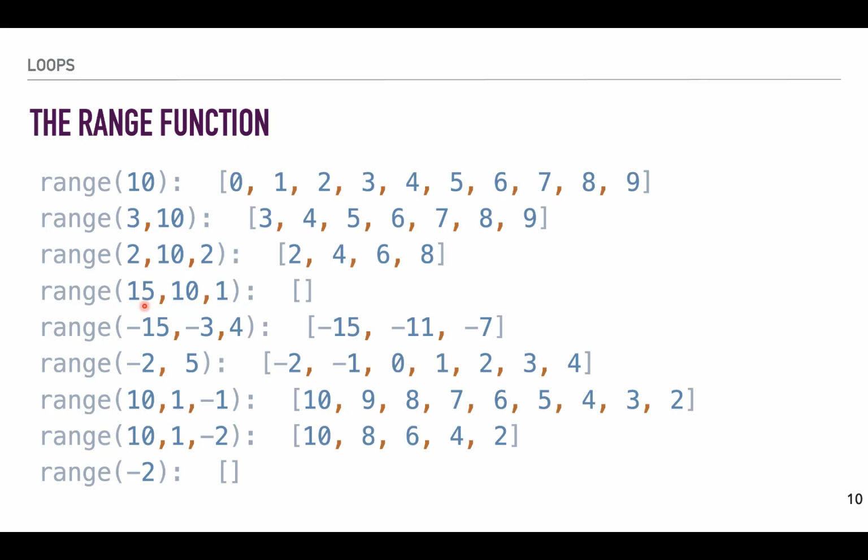In this one, we have the start greater than the end, so the result is an empty list. Also, the range function parameters can be negative, of course, as long as the start is less than the end. The negative increment results in a reverse ordering of the result list.